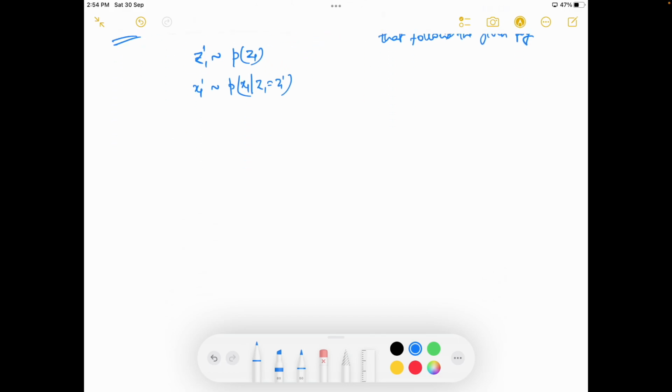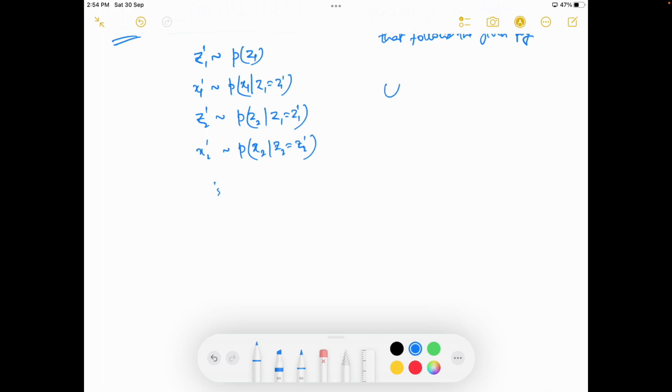Then what will you do next? Z2 dash is sampled from P of Z2 given Z1 equals Z1 dash. So now you sample: yesterday was summer, what is the season today? And you got a season, call it Z2 dash. Then sample X2 dash. Right? You got a new temperature for the new season. And in this way you keep going.